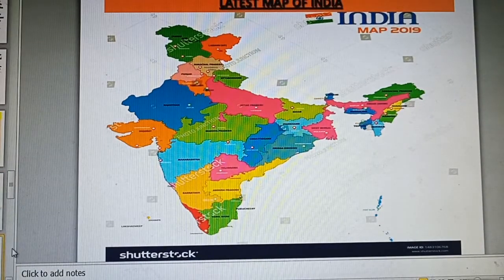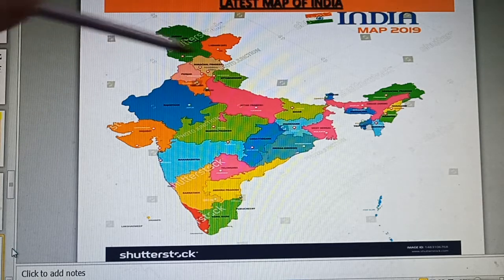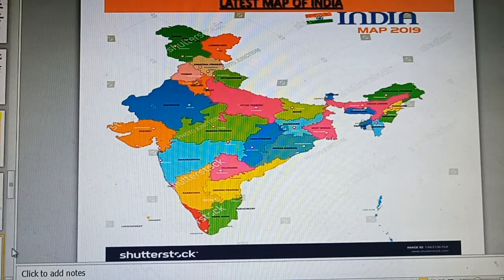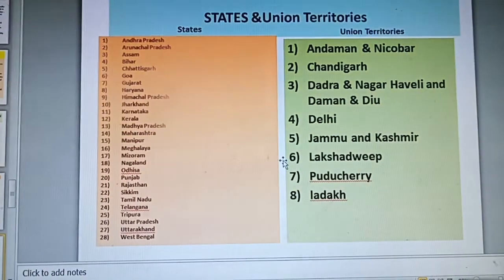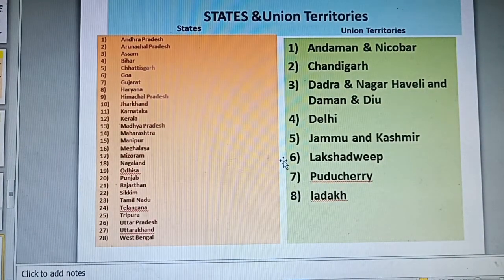This is the latest map of India. You can see this is Jammu and Kashmir, this is the Ladakh. This is the latest map of India. Now, let us read about the union territories and the states of India.